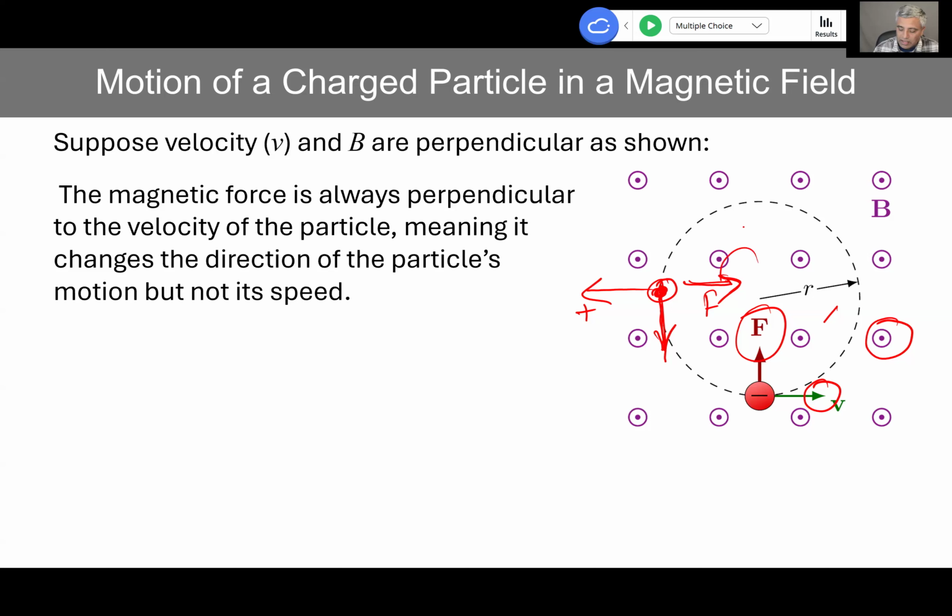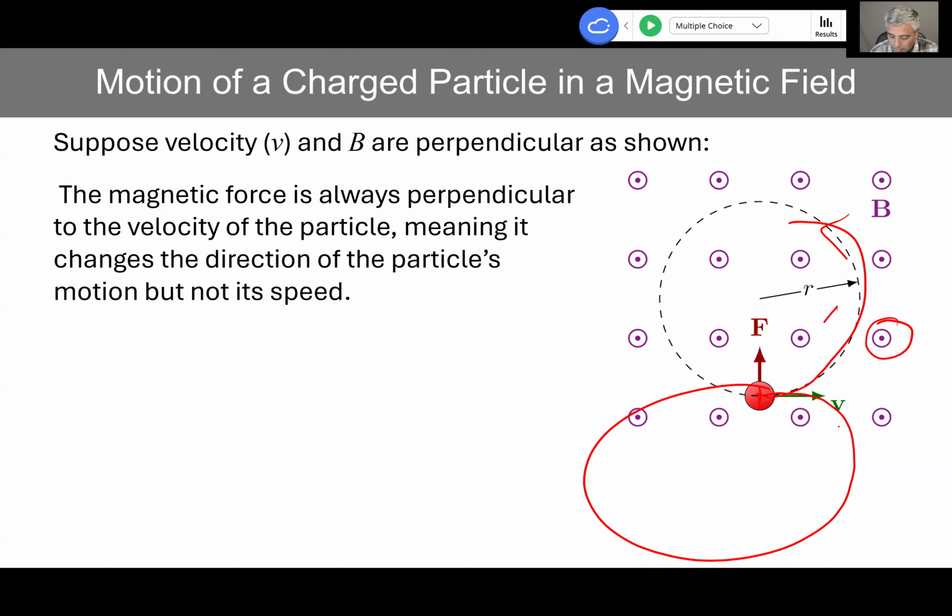So that's why this negative charge just keeps moving in a circle. If this was a positive charge, it would still be moving in a circle, but rather than going one way, it would be going the other way. That doesn't look like a circle, but you get the idea. So when we put a charge in a magnetic field and it is moving, it starts moving in a circle.